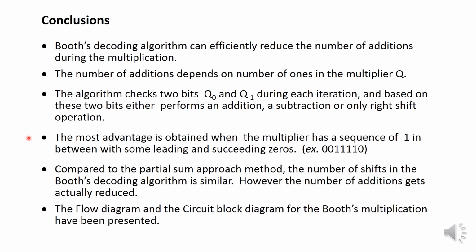The most advantage is obtained when the multiplier has a sequence of ones in between, with some leading and succeeding zeros. Compared to the partial sum approach method, the number of shifts in the Booth algorithm is similar. However, the number of additions gets actually reduced. Also, in this session, the flow diagram and the circuit block diagram for the Booth multiplication have been presented.